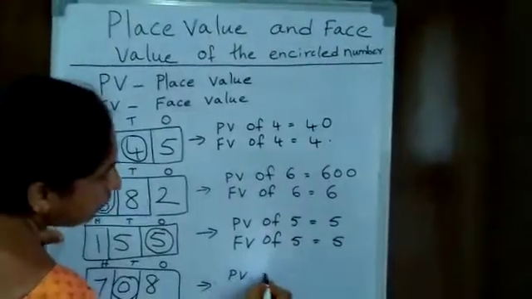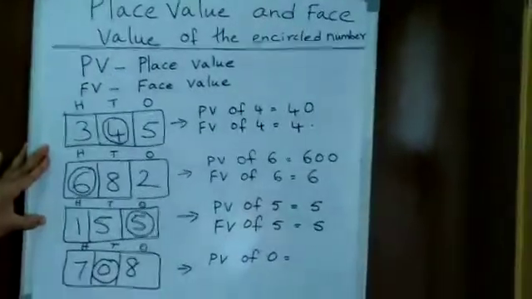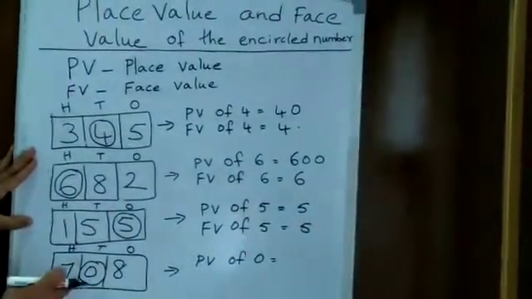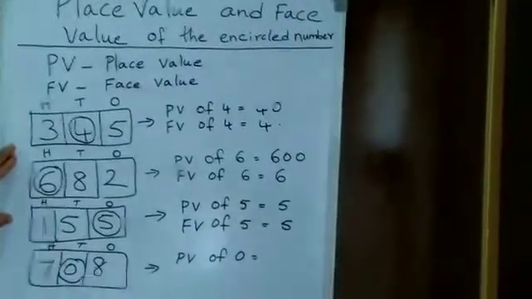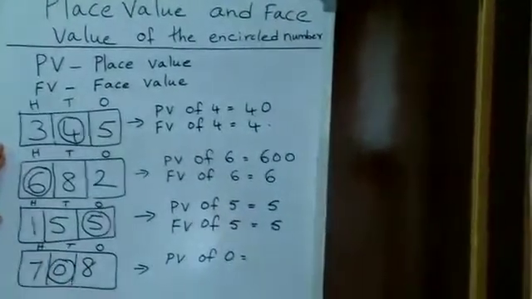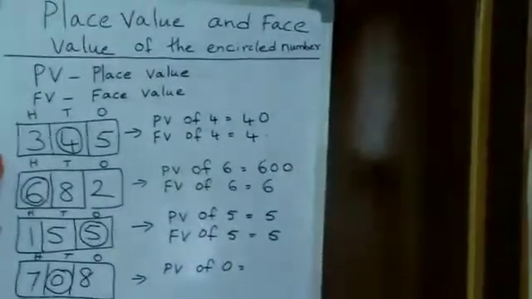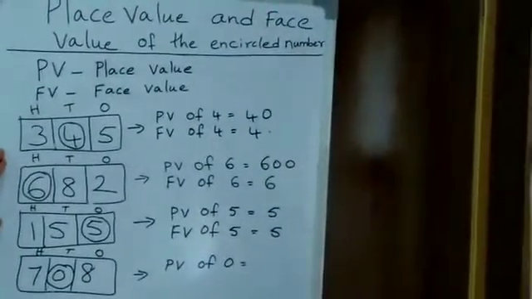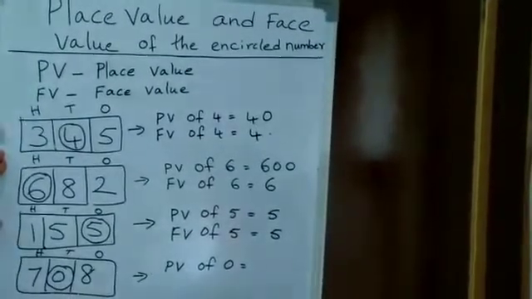Place value of 0 is equal to... Is 0 having any place value here? No. 0 means nothing. It is in the tens place. Tens place means you are getting 2 digits. You can write 2 zeros or 1 zero, because 0 is not having any value here.